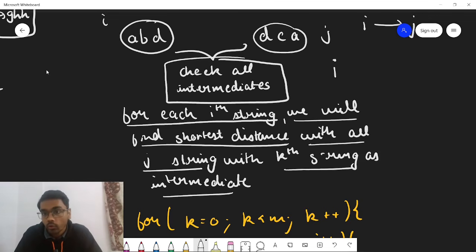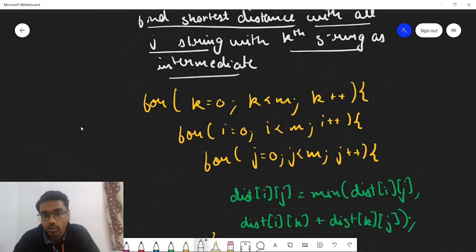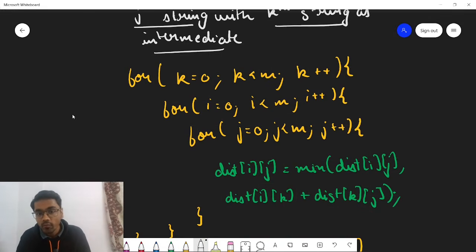For each source string, we will try to find its shortest distance to all target strings, or jth strings, by taking all the k strings that can be possible in between to give us the shortest path. So this is what Floyd Warshall says. Let us understand it in terms of code. I am just giving the idea of the Floyd Warshall algorithm. I am not going into much detail, because if I explained it in more detail, the video will be very long. So let us see what the Floyd Warshall algorithm looks like.